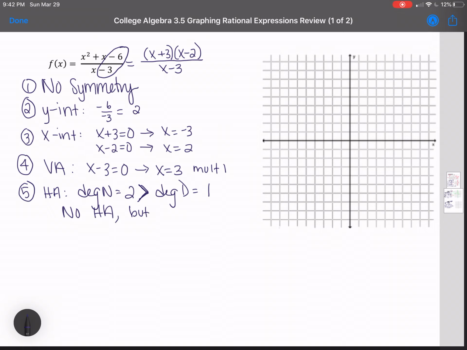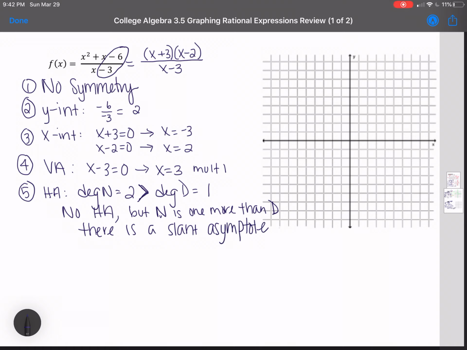But since the degree of the numerator is 1 more than the degree of the denominator, I'm just going to put that on the graph, there is a slant asymptote. Okay, so for slant asymptote, remember that's when we're going to do synthetic division. So where we have our trinomial, we just take our leading coefficient and then the coefficient of our second and our constant.